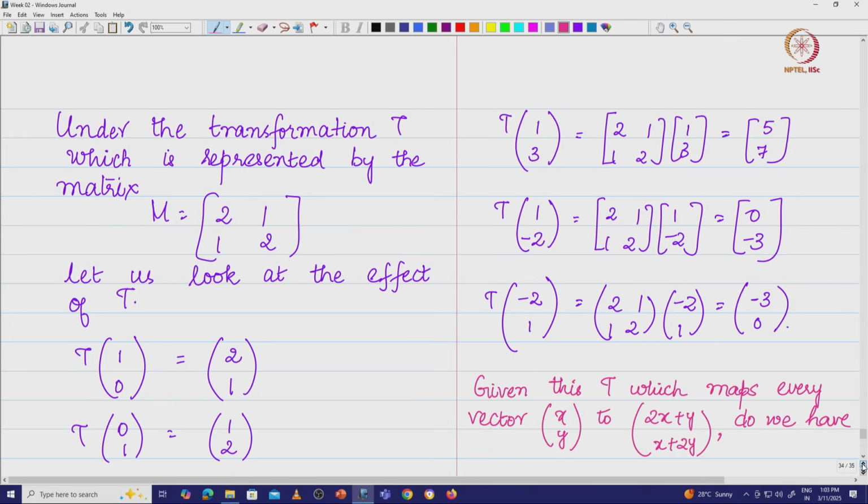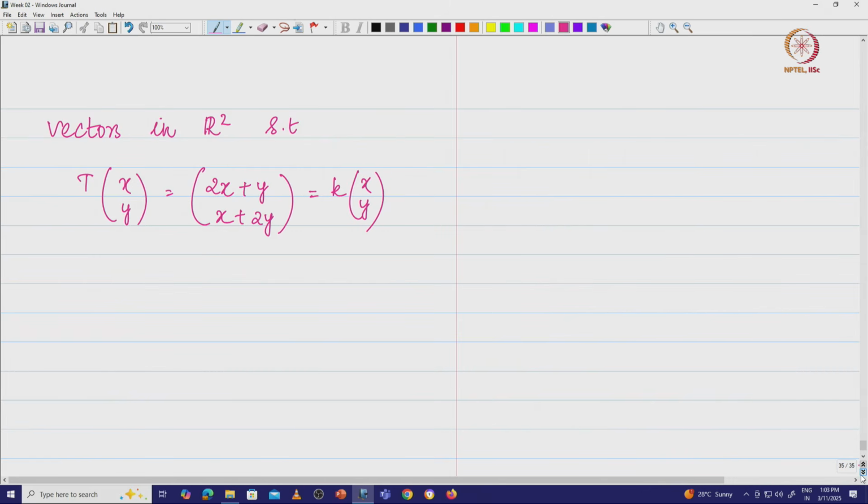Now, what I want to ask is, I have the same transformation. For this same transformation, can we have vectors such that the input direction and the output direction are the same, or the input vector and the output vector are the same, except that the output vector is scaled by some factor? In a sense, I want to look at what we mean by this. So, let us look at a simple case.